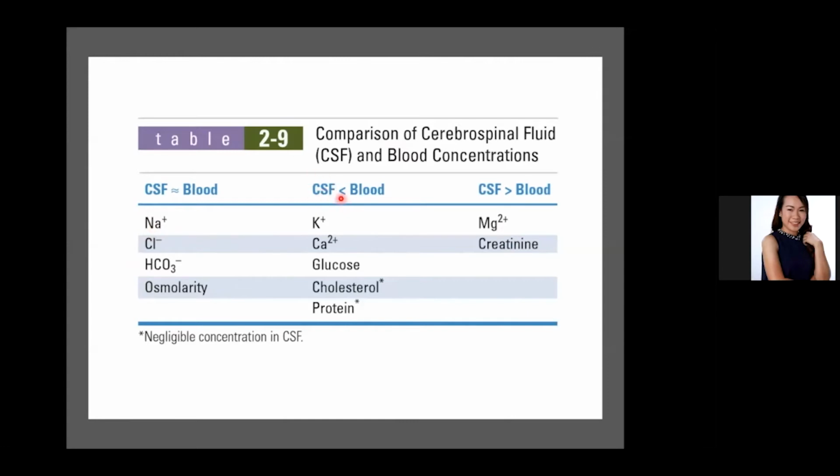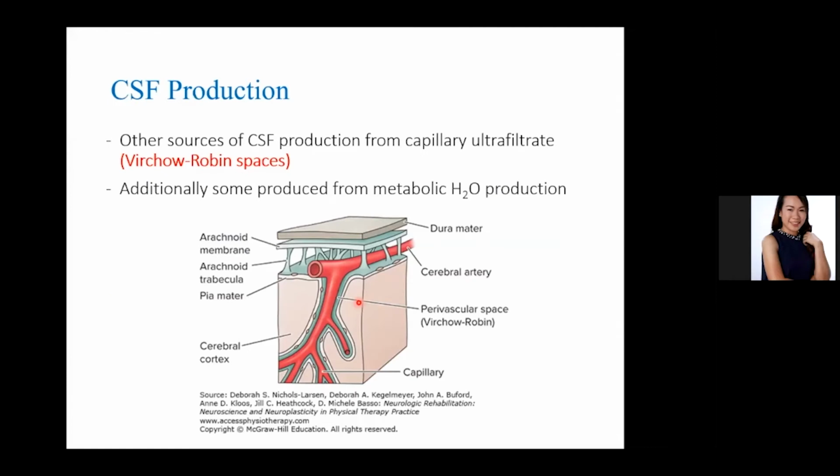Now, CSF has less potassium, calcium, glucose, cholesterol, and protein, while CSF has more magnesium and creatinine than that of the blood. So, those with asterisk have negligible concentrations in the cerebrospinal fluid. Now, we have mentioned that 70% is being produced by the choroid plexus, but we have to take note that there are other sources of cerebrospinal fluid production, and we call this your Virchow-Robin spaces or your capillary ultrafiltrate.